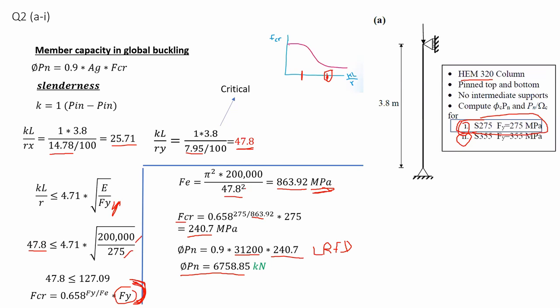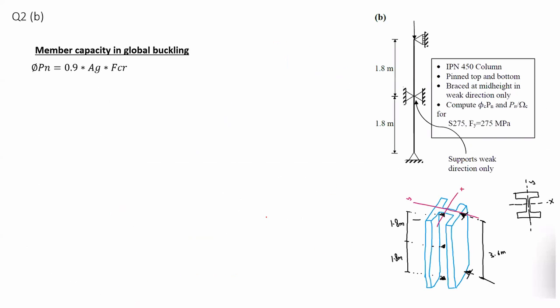And all the procedure would be the same. Now, going to part B of the problem, number 2. In this part, we have, as we can see, IPN 450 pinned from top and bottom and braced at mid-height in the weak direction only. Compute the compressive capacity for this member.